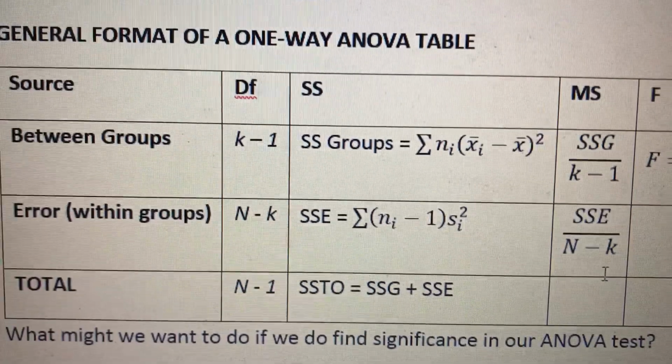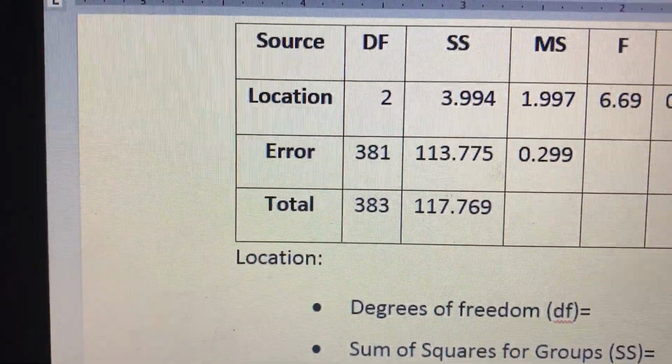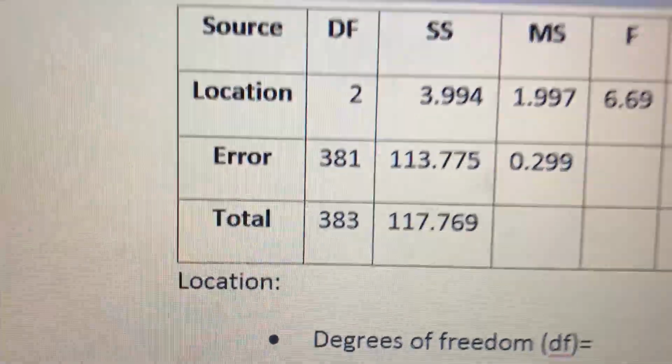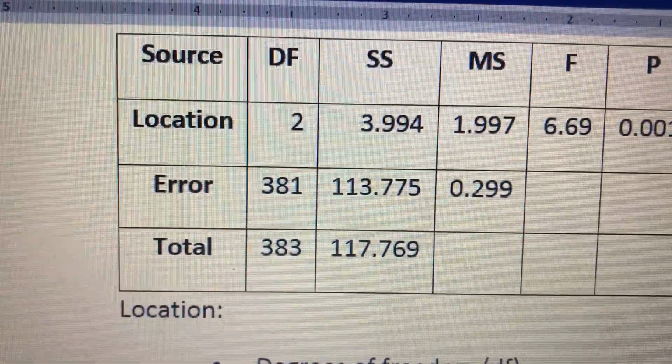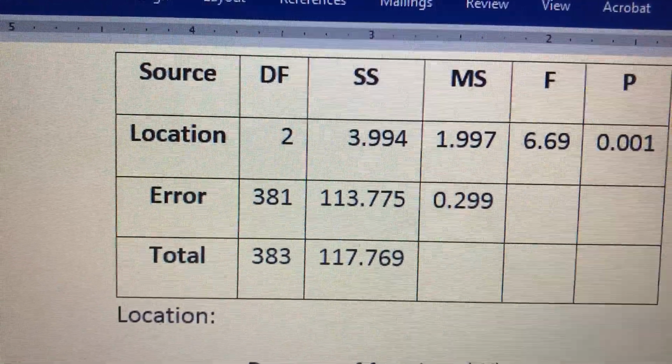Our degrees of freedom here is big N minus K. So we have 384 total people, total students in our sample, minus our 3 groups. 384 minus 3 is where we get our 381.